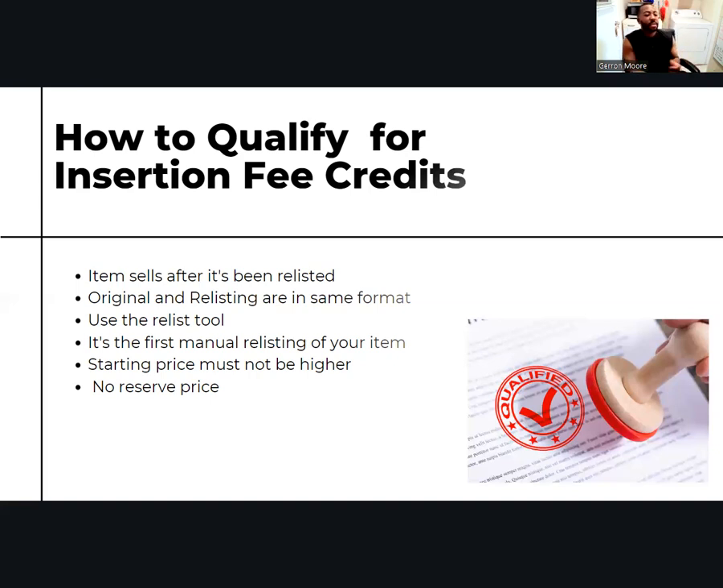And then it has to be the first manual relisting of your item. You can't have relisted it multiple times already by your own doing. It has to be the original. And then the starting price must not be higher. For that item, I couldn't go in there and jack up the price from $20 to $25. The price has to be at that same price, or it can be lower, because it didn't say anything about it not being lower. It just can't be higher. And then for auctions, you cannot have a reserve price.